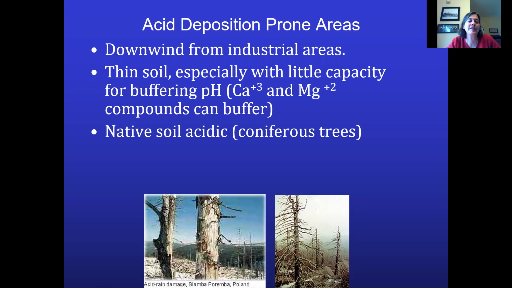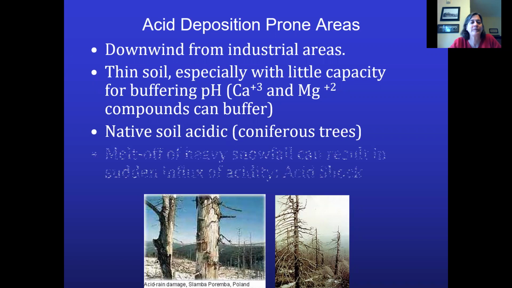So if your native soils are acidic, and generally, how do you tell? If they carry lots of coniferous trees, which we have in this area, you have an acidic soil. And our soils in the Pacific Northwest do tend to be acidic.